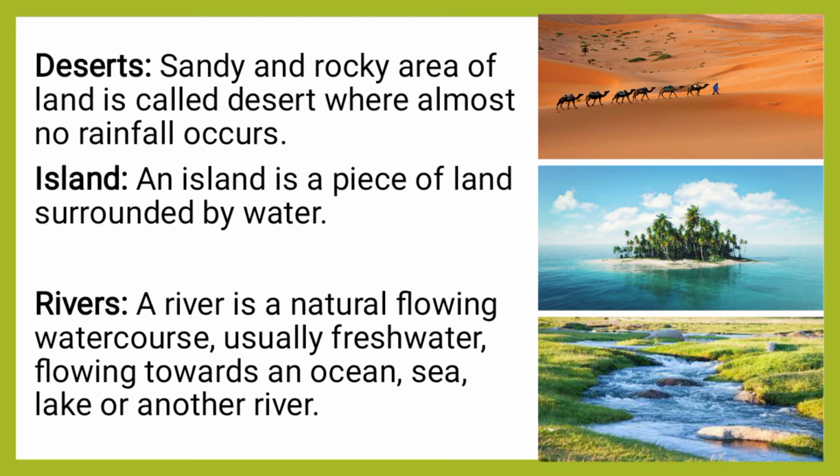Deserts. A sandy and rocky area of land is called a desert, where almost no rainfall occurs. Island. An island is a piece of land surrounded by water. Rivers. A river is a natural flowing water course, usually fresh water flowing towards an ocean, sea, lake, or another river.